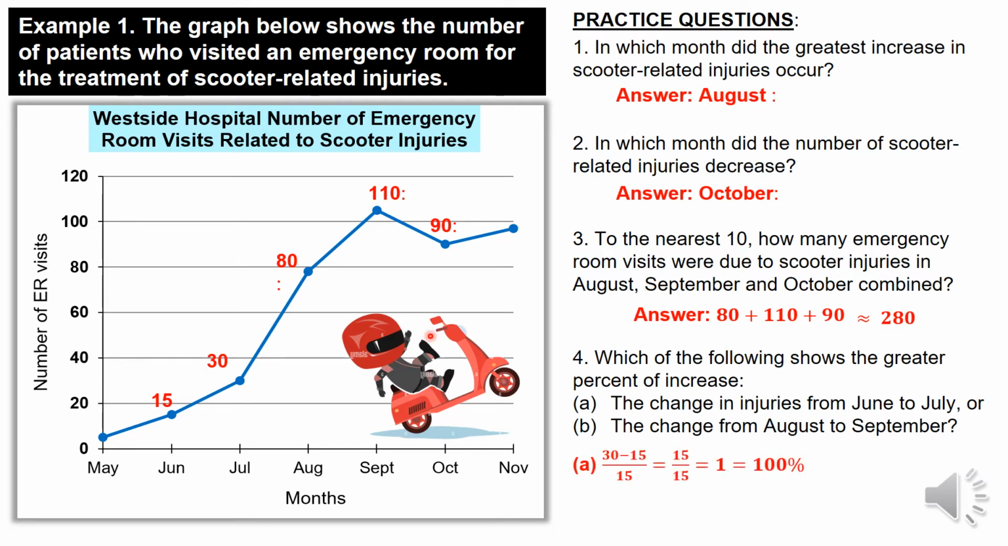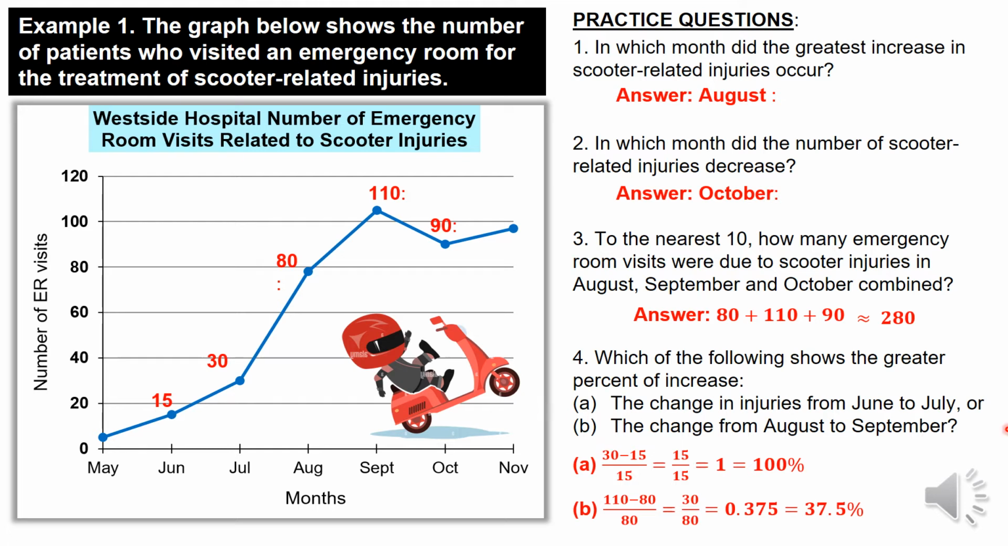So we're going to solve. 30 minus 15 gives us 15, divided by 15, the original number of ER visits. So that gives us 15 divided by 15, 1. That gives us 100% of increase.